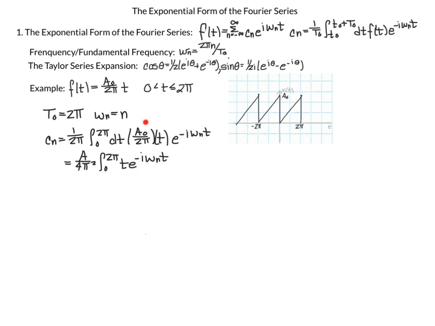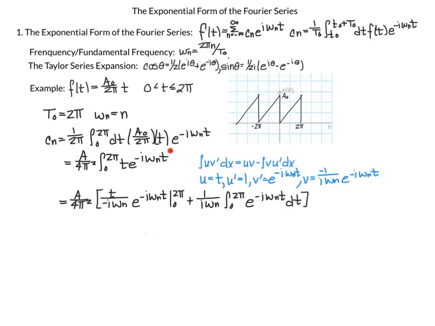The first thing I'm going to do is pull out this constant a naught over, why do I have this? Oh, this 2 pi times this is 4, and this pi times this pi is pi squared. Our integral from 0 to 2 pi, t times e to the minus i omega n t. Here we're going to integrate this using integration by parts. So our exponential form does not save us from integration by parts.